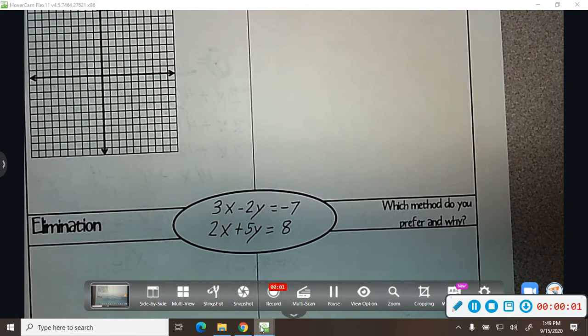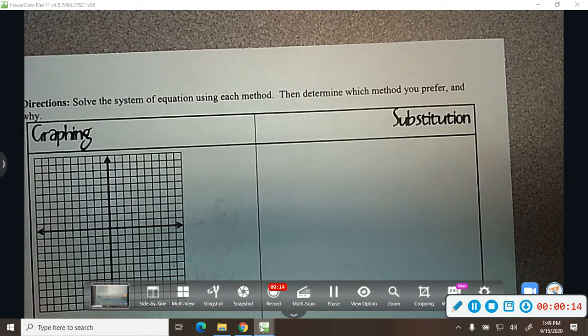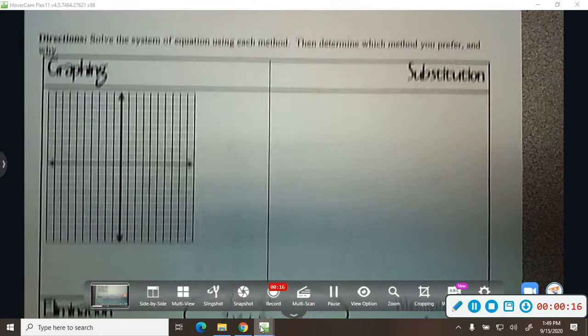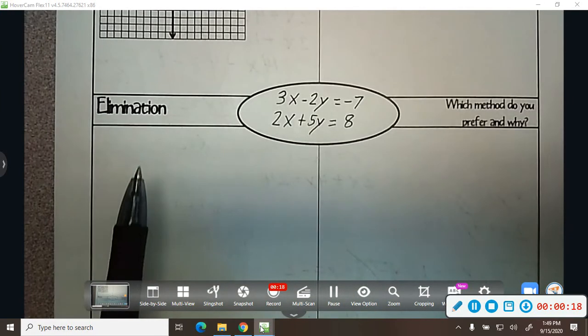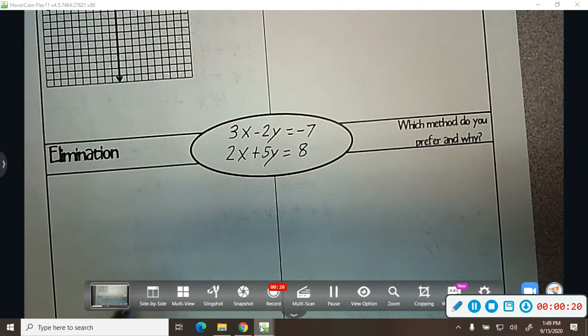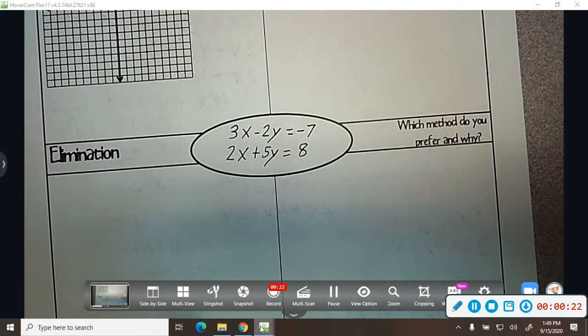Alright, so another problem, if we were asked to solve 3x minus 2y is negative 7, and 2x plus 5y is 8. When I look at that, and I have the choice between graphing, substitution, or elimination, what goes through my head immediately is elimination.